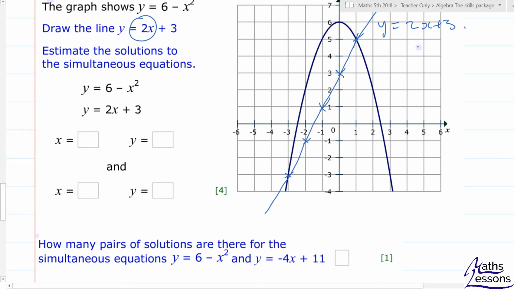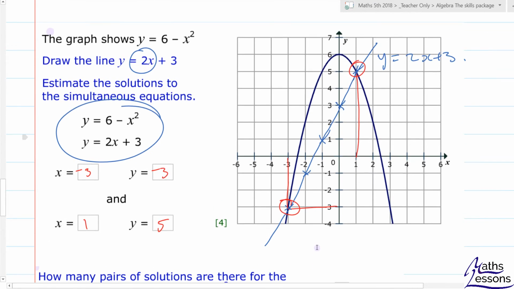So we've got y equals 2x plus 3, and we want to find the solutions. Well, the solutions are where the graphs cross. So they cross where x is minus 3 and x is 1. And the y value for minus 3 is also minus 3, and the y value when x is 1 is 5. How many pairs of solutions for simultaneous equations y equals 6 minus x squared minus 4x plus 11? We're going to find some points that we can actually draw on this graph, and there's not many.